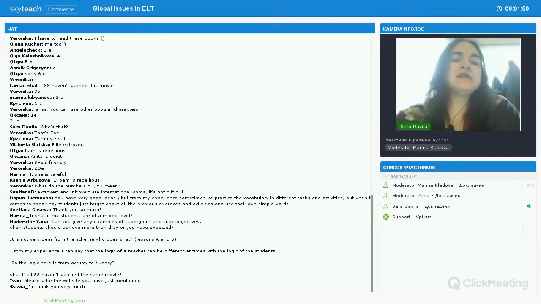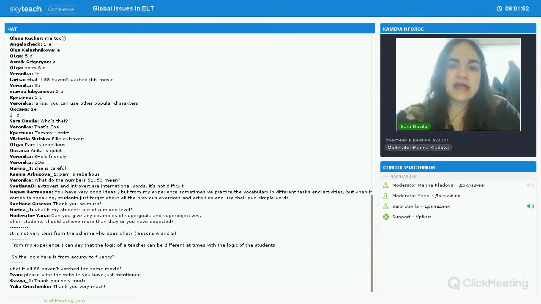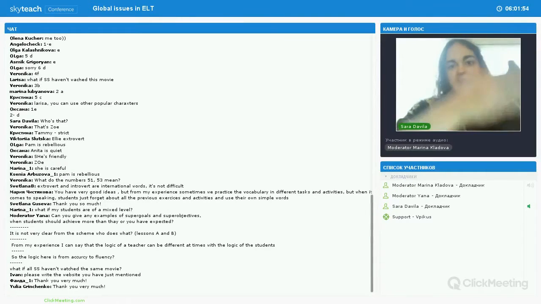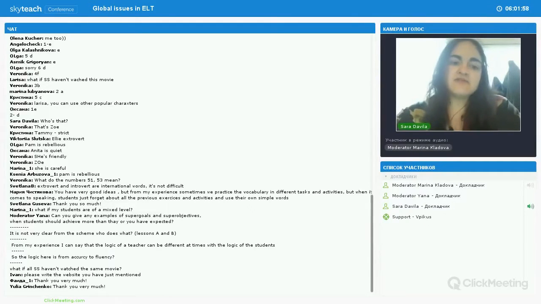It's not very clear from the team who does what in lesson A. So for pair work for lesson A and B, that's something you assign in the classroom. So I would have student A, B, A, B, A, B. It's an assignment choice that you need to make inside of the classroom.